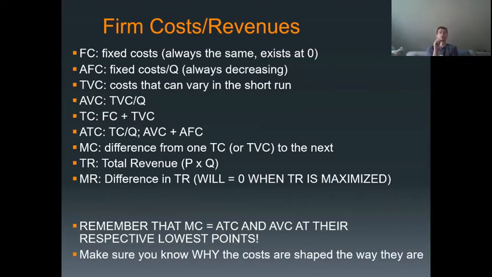Also remember that your marginal cost should equal ATC and AVC at their respective lowest points, and make sure you know why all the costs are shaped the way they are. If you need a refresher on that, go back and look at the guides for each of the cost curves and revenue curves that I put together, and they're up on the Google Classroom.